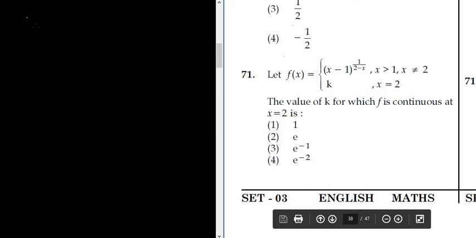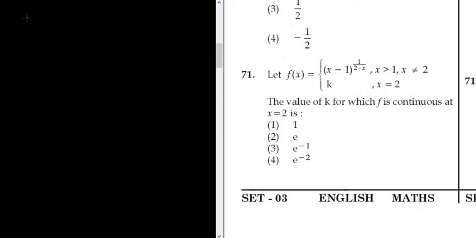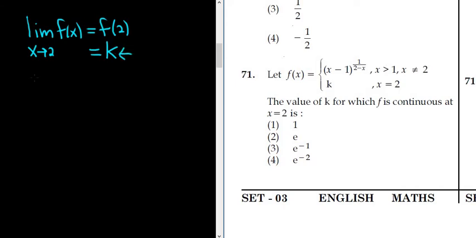So keep in mind here, the definition of continuity, we want this function to be continuous at 2. That means that we want the limit as x approaches 2 of f of x to be equal to f of 2. That's what it means for a function to be continuous at 2. So in this case, f of 2 is simply k, because when x is equal to 2, you get k. So we want the limit to be equal to k. So all we have to do in this problem is take the limit of this and find the answer, and that will be k. So let's work it out.